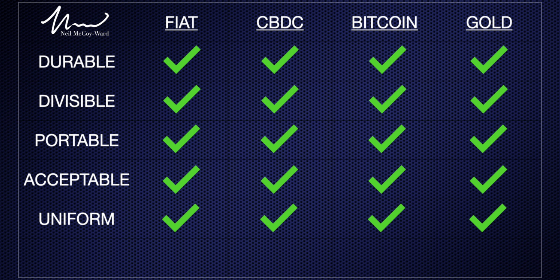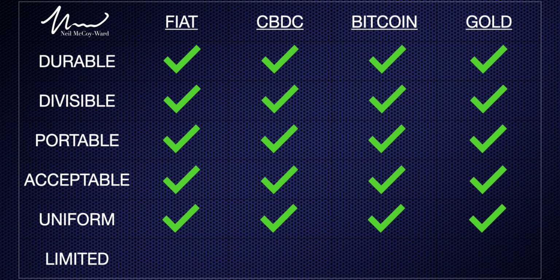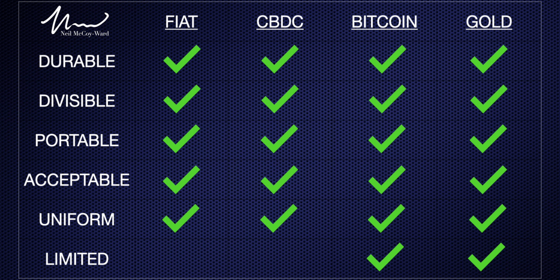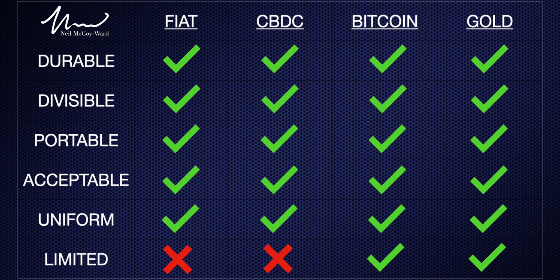But this is where we start to see a difference. And this is in the limited number of supply. Gold is limited in supply because it has to be mined and there's only a certain amount on the planet. Bitcoin also has to be mined, so it has a cap or a total supply of 21 million Bitcoin. However, when it comes to fiat currencies or central bank digital currencies, these are not limited in supply. So this is where they fall short as money.